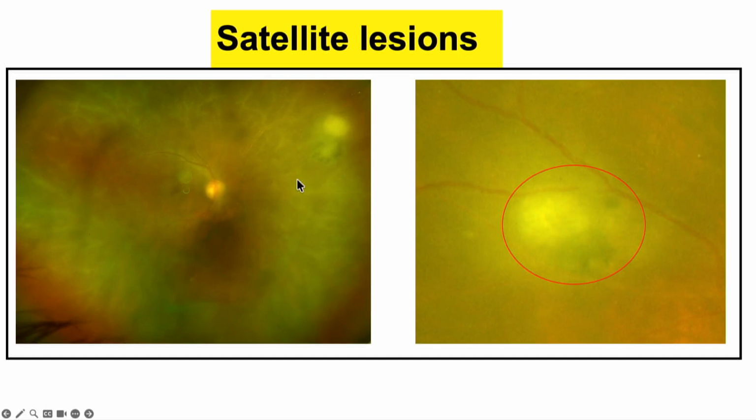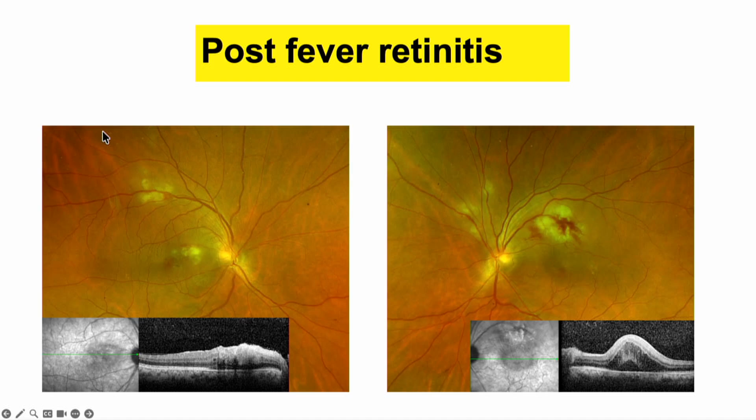Also, toxo can present as satellite lesions. So what are satellite lesions? These are lesions where active toxo appears adjacent to a scarred lesion. So this is a patient with satellite lesion and frosted branch angiitis. Just look into the vessels of this patient. It is like 360-degree vascular sheathing.